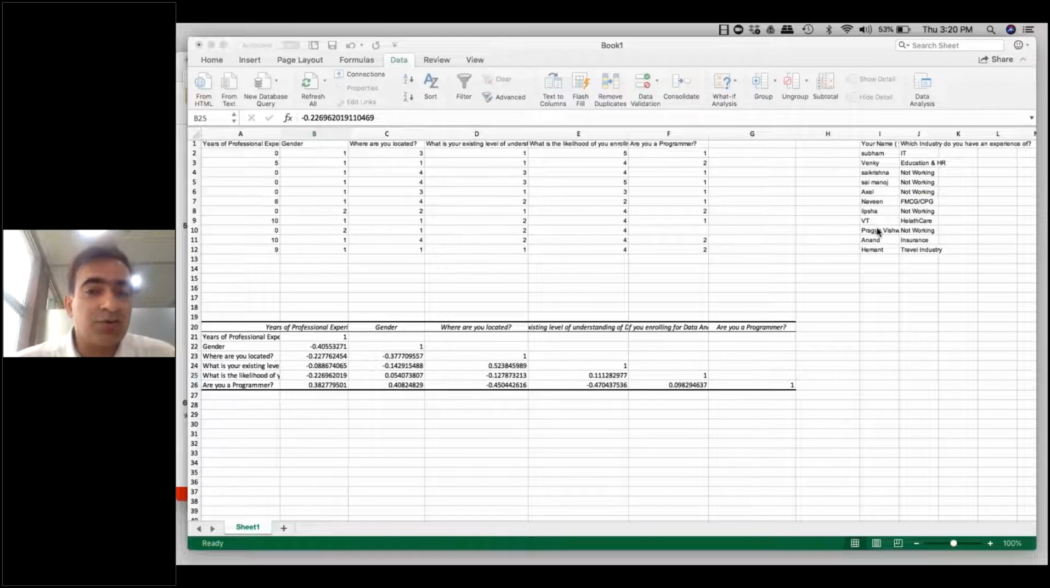So one thing that I can pass on to my marketing team is that you should target people irrespective of where they're located. There's no significant relation between the two, but you should actually target people with less years of experience. They are more likely to do our program.